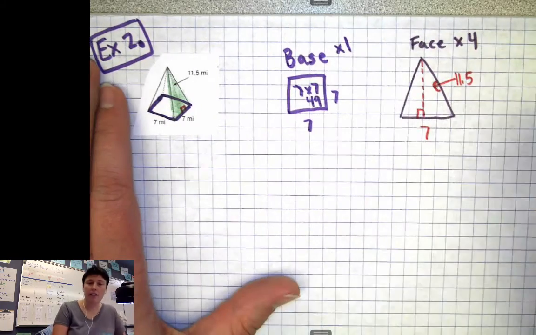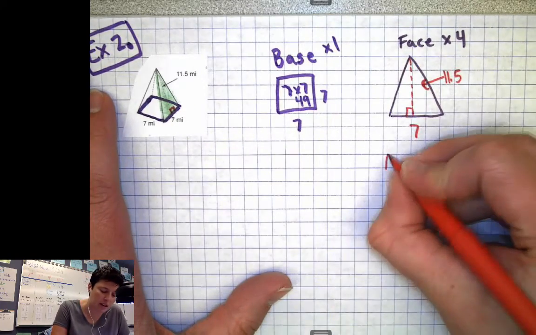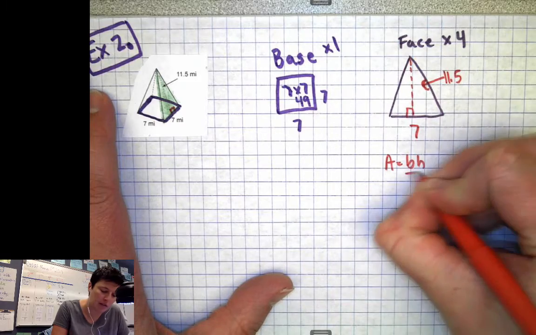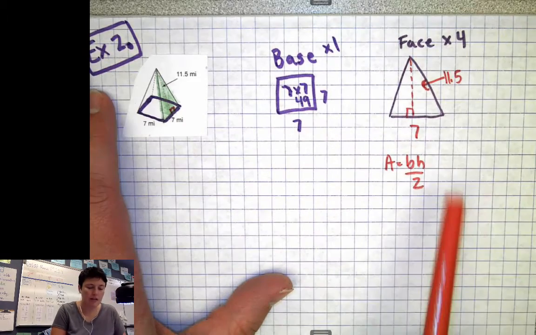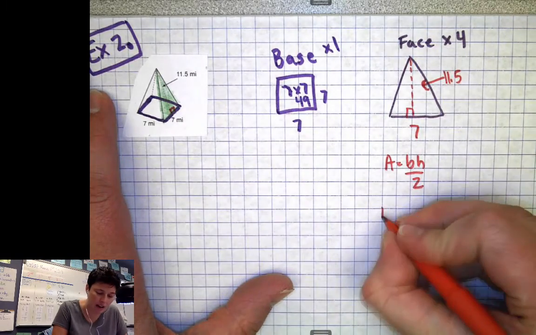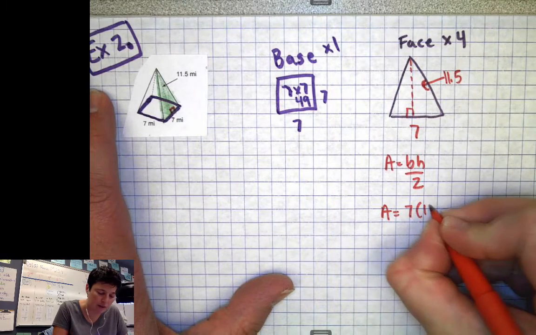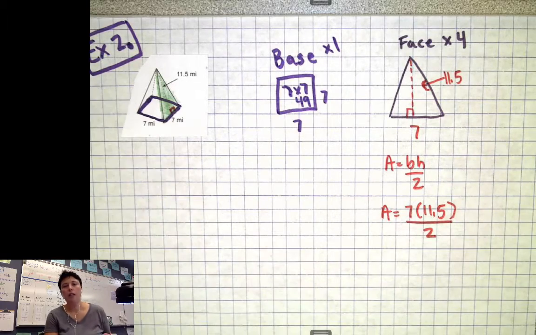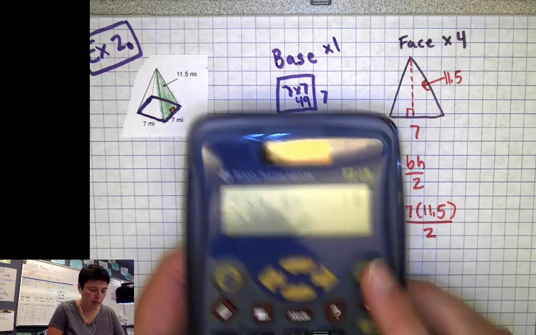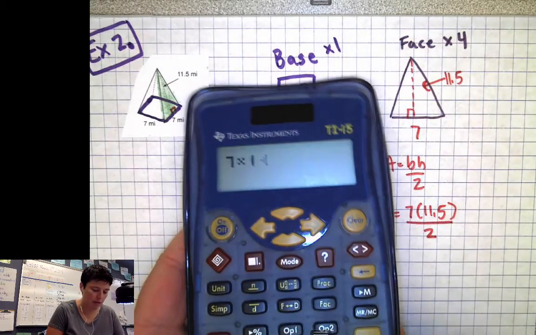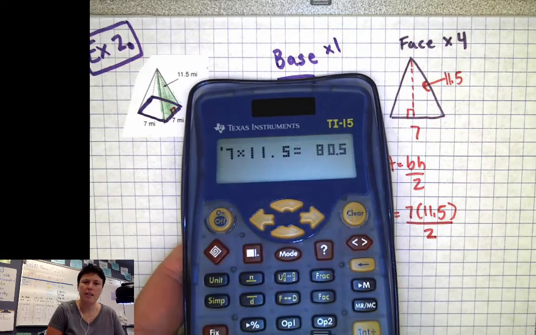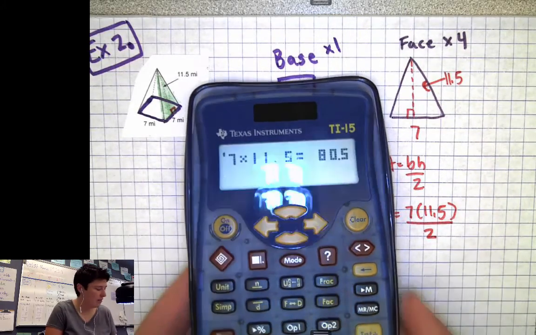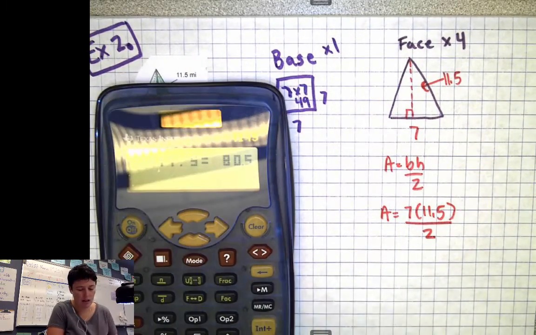So to find the area of this triangle, I'm going to do area equals base times height divided by 2. And in this case, it'll be 7 times 11.5. Area equals 7 times 11.5 divided by 2. Sweet, okay. Well, let's use a calculator. Let's do 7 times 11.5. And that's going to be 80.5. So we can write that down.